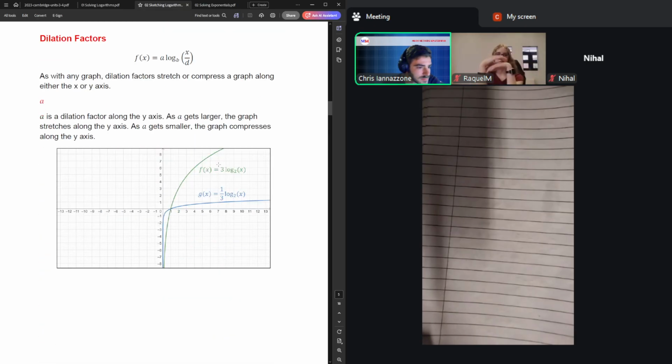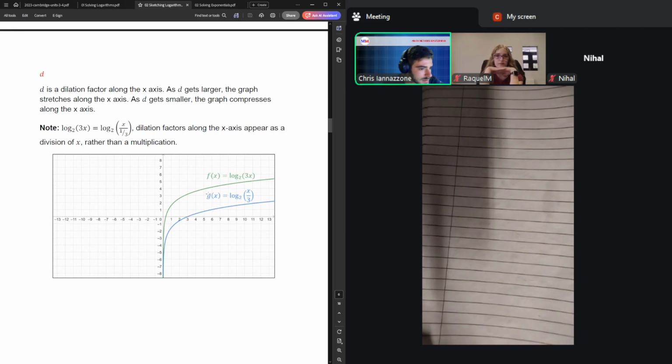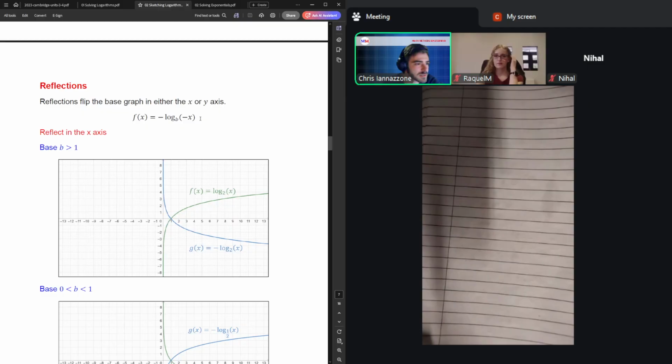Dilation factors work the same way as always. The number at the front will scale it along the y-axis, or from the x, however you want to pronounce it. Dilation factors in there are along the x or from the y. Keep in mind again that dilation factors along the x or from the y appear as divisions. So this one here would be a dilation factor of 3, and this one here would be a dilation factor of a third, because it's got to show up in that division spot. But that's more of a transformations theory thing.